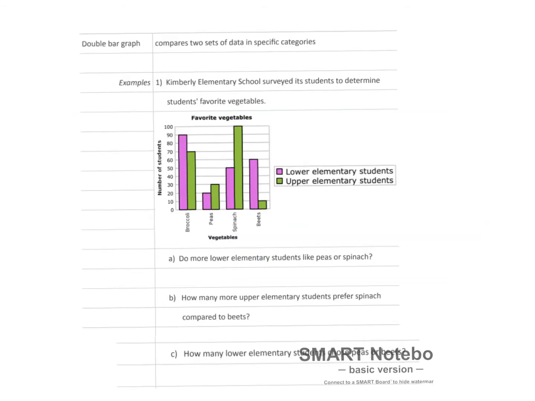Now we have a double bar graph. Again, add this into your notes. It compares two sets of data in specific categories. So let's go ahead and answer our 3 questions.